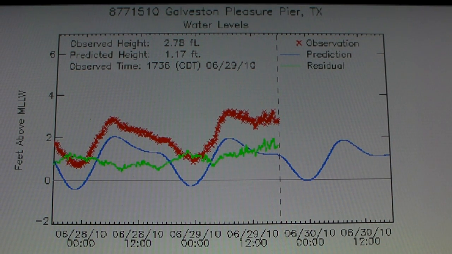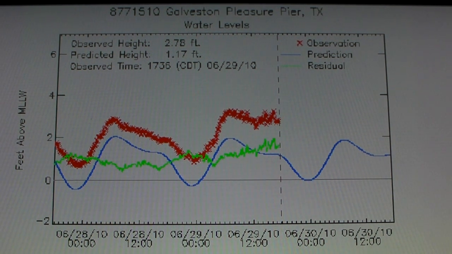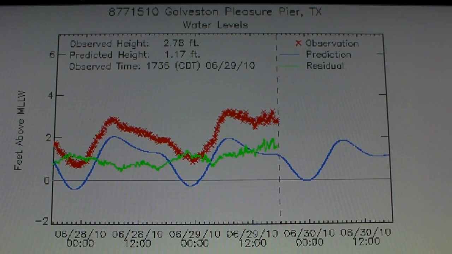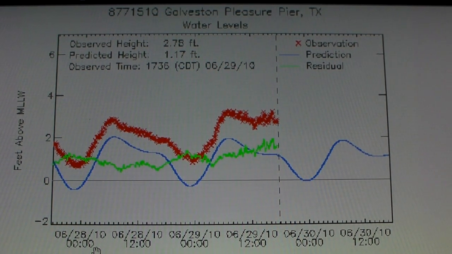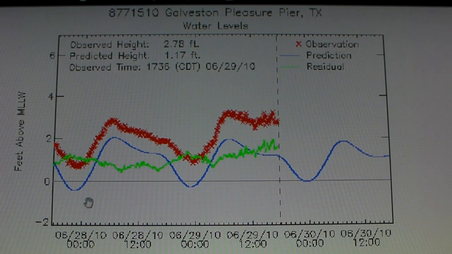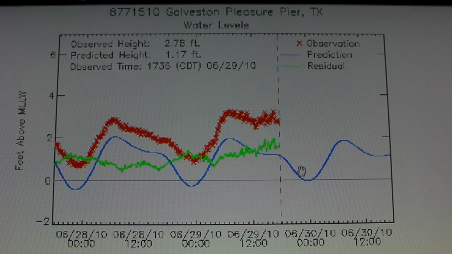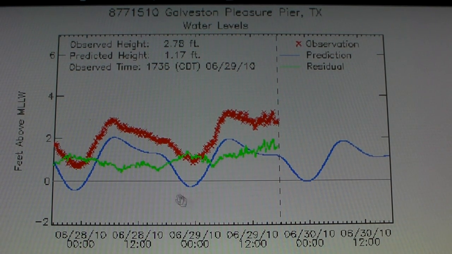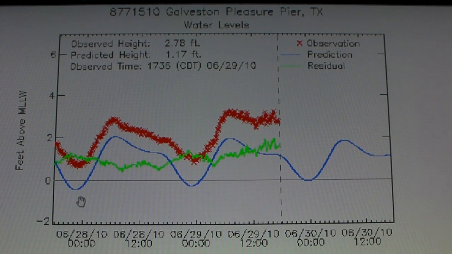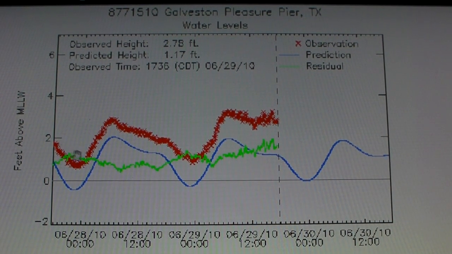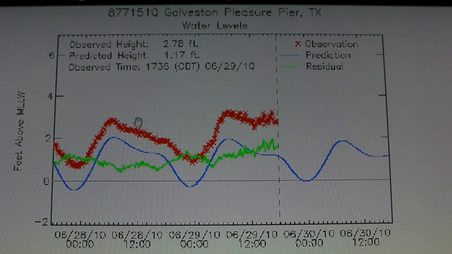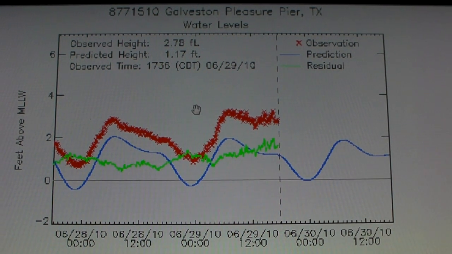This one's also for the Galveston Pleasure Pier. And the difference between this chart and the last chart I showed you is this one shows observed tidal levels versus predicted tidal levels. And as you can see, the blue line is the predicted tidal levels, which is the same graph that I showed you in the last chart. The red line is the observed or actual tidal level.